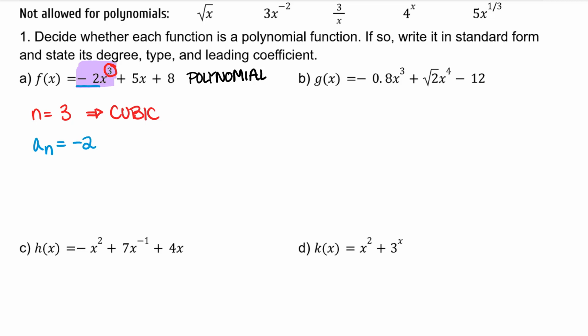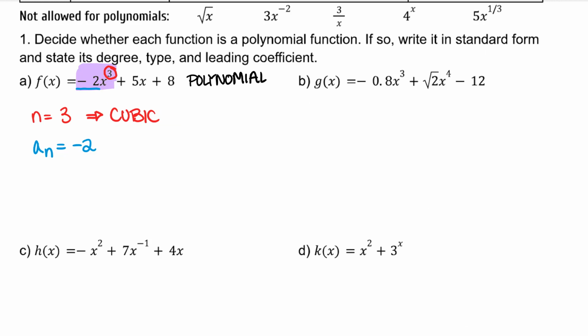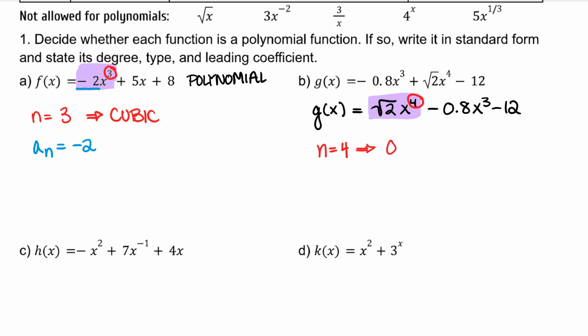What about the polynomial in part B? I see a root, which I'm not allowed to have on an x, but I can have a root of a number just as long as the coefficients of the polynomial are real numbers. Root 2 is a real number. Even though it's irrational, it's not imaginary. But if you notice, our exponents are not in descending order, so go ahead and rearrange g of x to write it in standard form. The degree of this polynomial is 4, making it a quartic, and the leading coefficient is root 2.